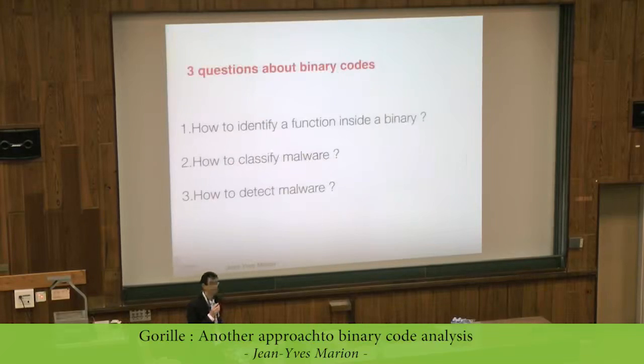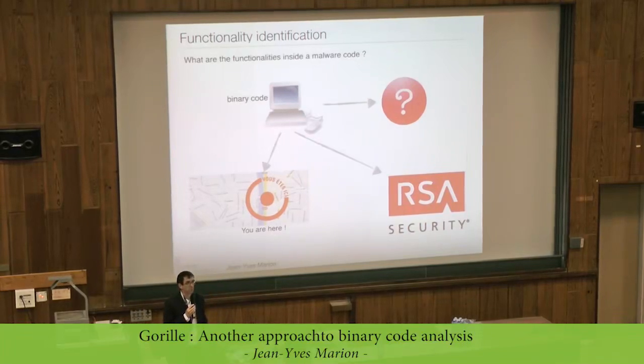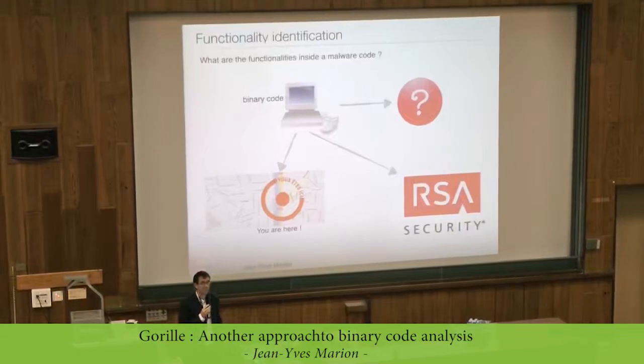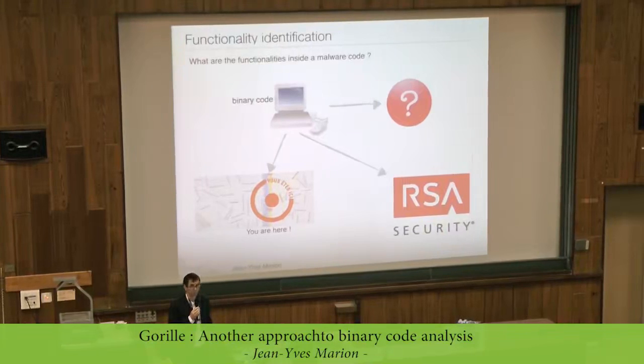So the first part of the talk is about the questions that we are trying to solve here. There are at least three questions that we're interested in. The first one is how to identify a function inside a binary code. Why are we interested in that? As you know, it's not so easy, but if you know some malware or some virus, then you can build some signature and then you can identify it by looking at the signature. But this means that you already know the threat.